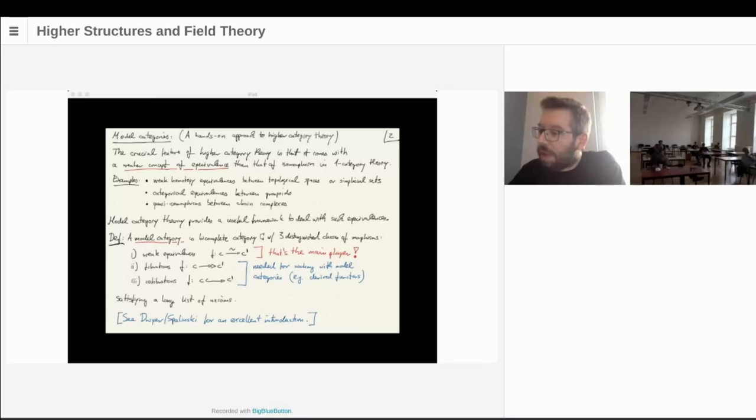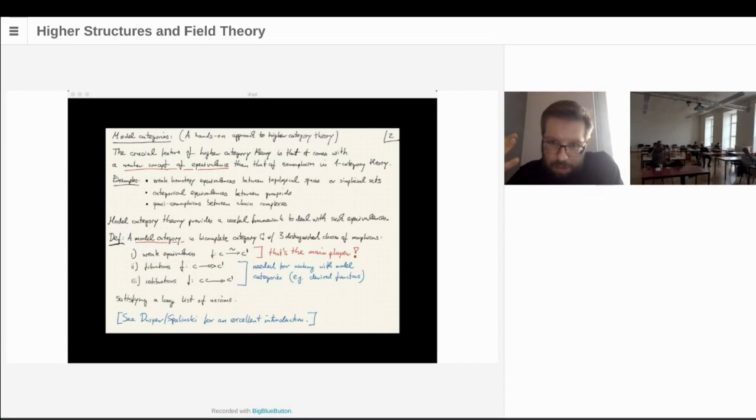And on this category C, you have three distinguished classes of morphisms. So these three distinguished classes of morphisms are called weak equivalences. So that's the main player. The weak equivalences I denote with such a tilde on top of the arrow. That's the main player, and these are, in our examples, the quasi-isomorphisms of chain complexes or the weak homotopy equivalences of topological spaces, etc. So these weak equivalences are the main player.